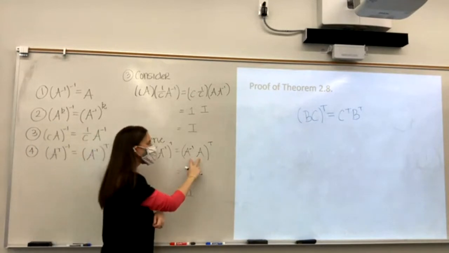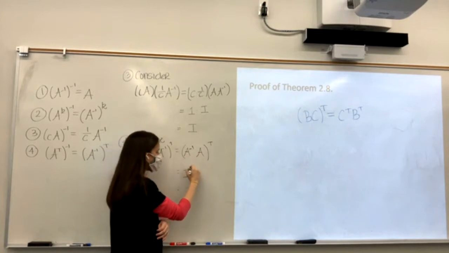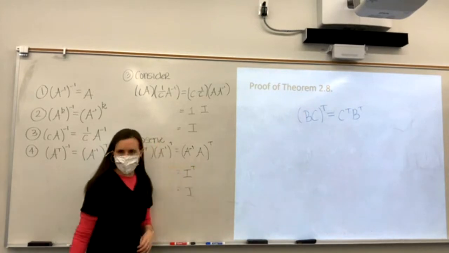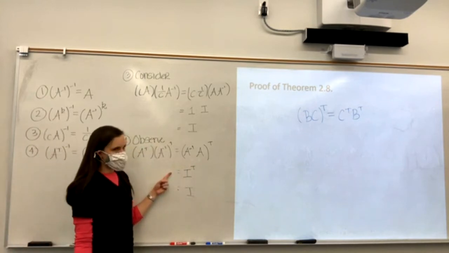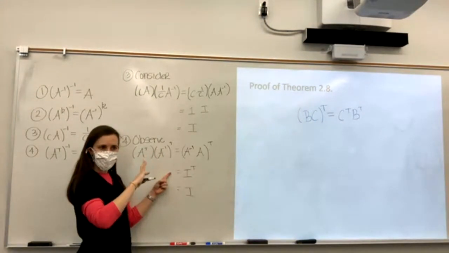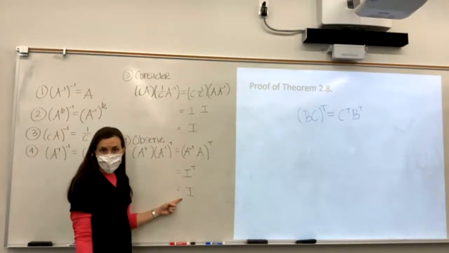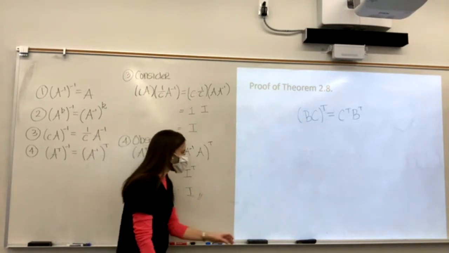Okay, but A inverse times A is which matrix? The identity. So I have the transpose of the identity. But what is the transpose of the identity? If I flip all those rows and columns, I can't even tell that I did anything. So it is its own transpose. So we're good to go.